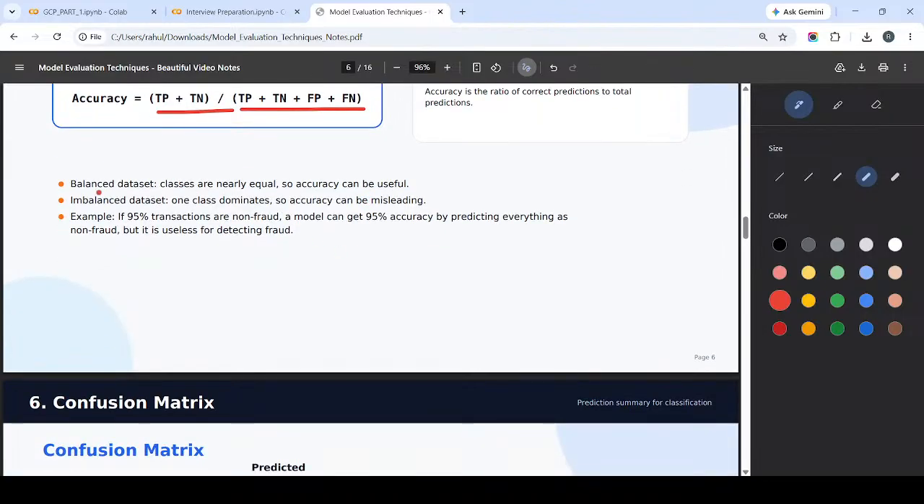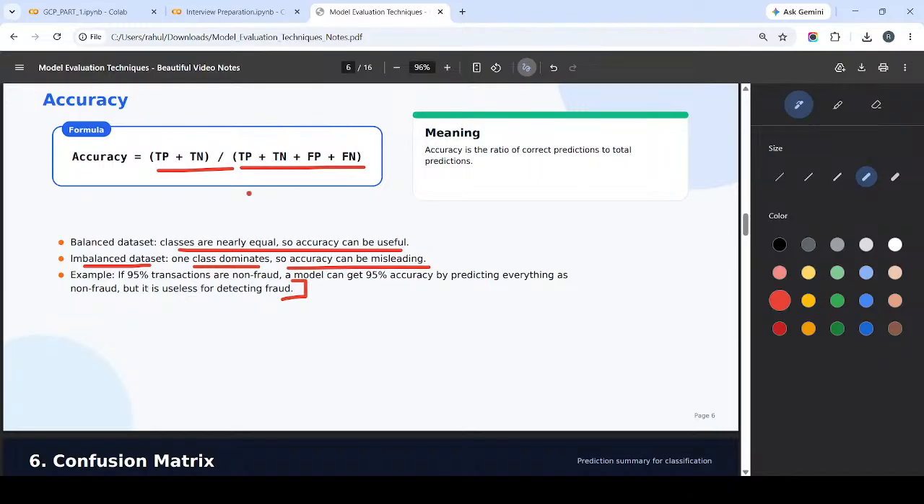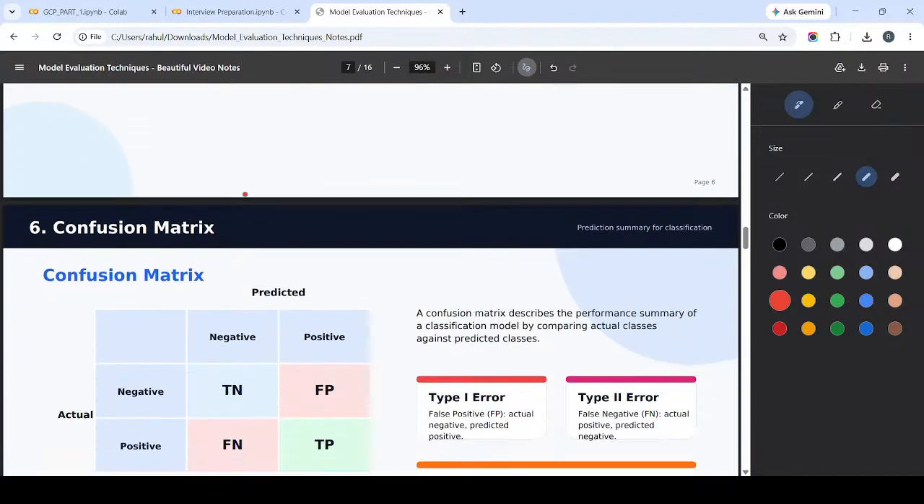For a balanced data set, where classes are nearly equal, accuracy can be useful. For an imbalanced data set, where one class dominates, accuracy can be misleading, as I told you. So in that case, we will not use accuracy. For example, in fraud detection transactions, there are very few transactions which will be fraudulent, so we cannot use accuracy for measuring that model.